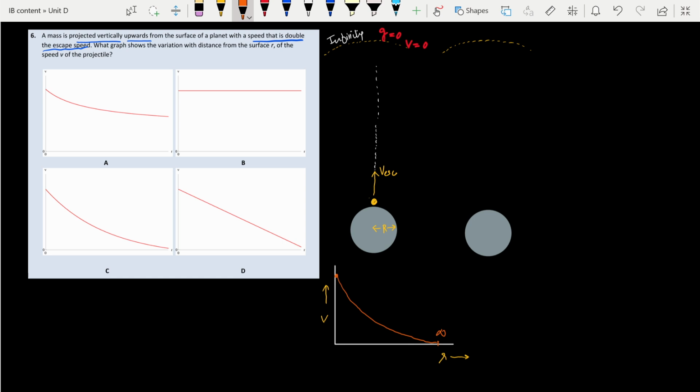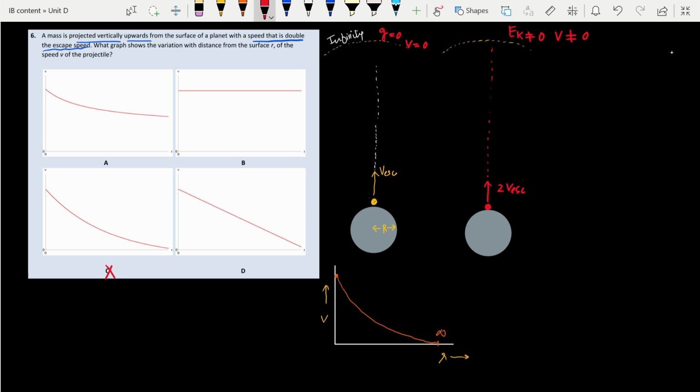But if you are throwing an object with how much speed? The speed equal to two times the escape speed. It means that it will reach infinity, of course, but at this point its kinetic energy will not be zero, as well as its speed will also not be zero. That's why in the graph, the speed will not decline as sharply as what is depicted in C. That's why C is not possible.